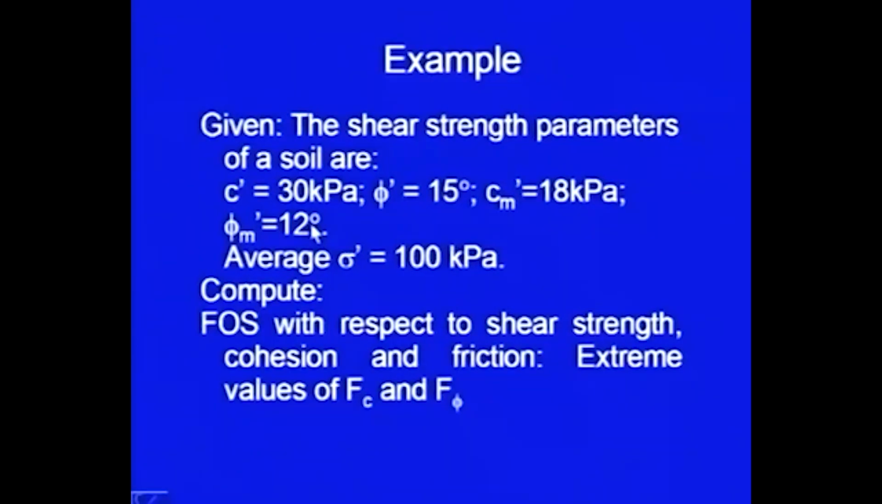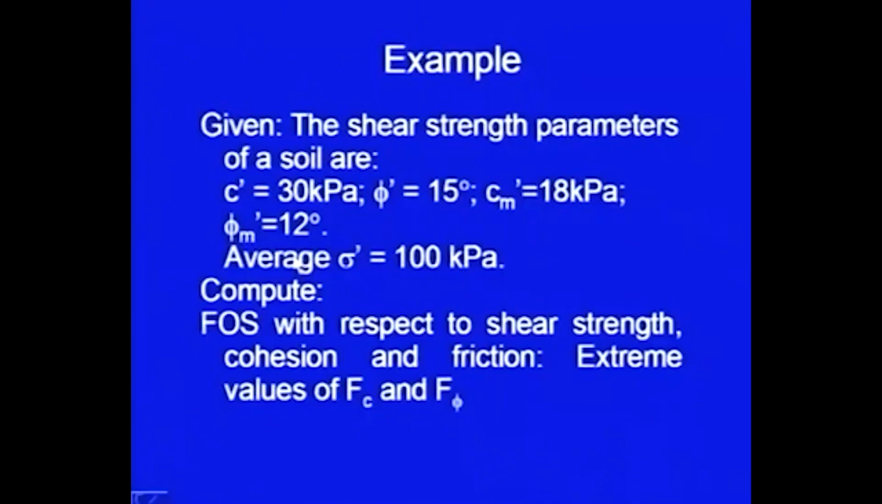So, you can see here phi dash is 15, phi m dash is 12, C dash is 30 and Cm dash is 18. So, the mobilized values of the shear strength parameters are less than their actual values, which means the slope is stable.